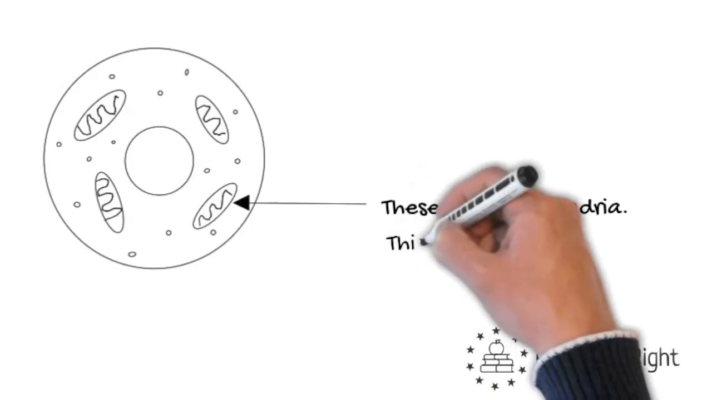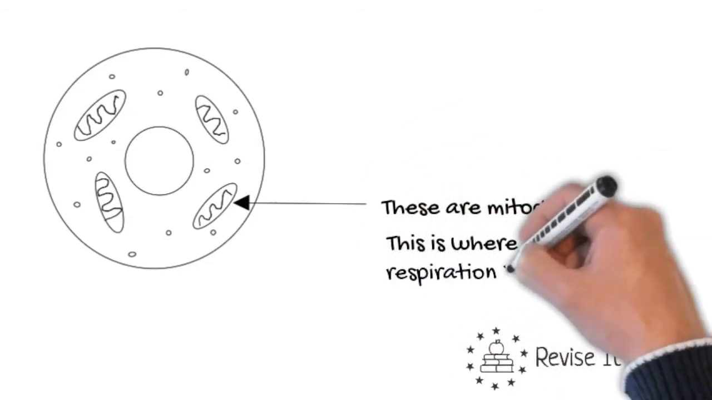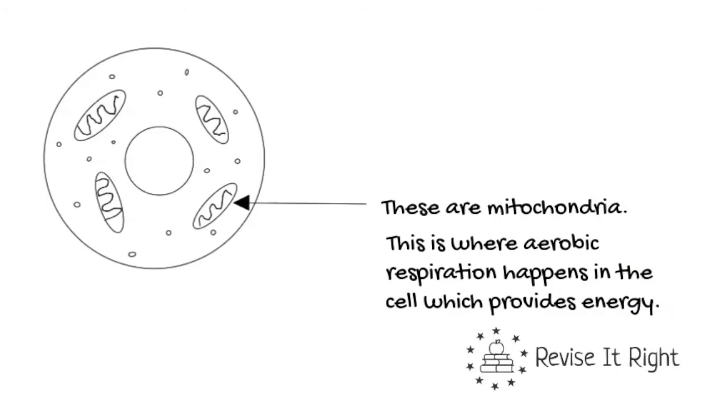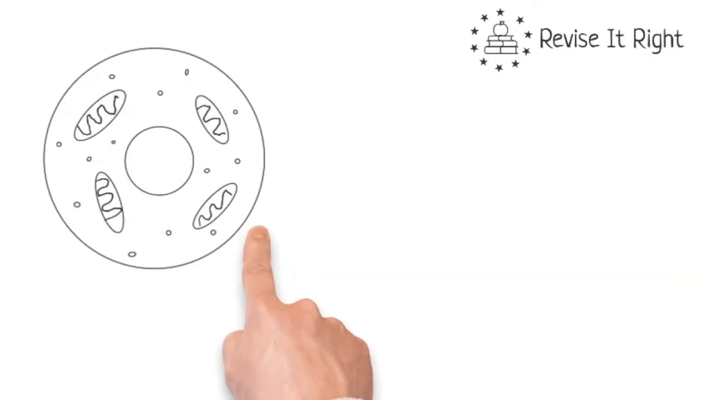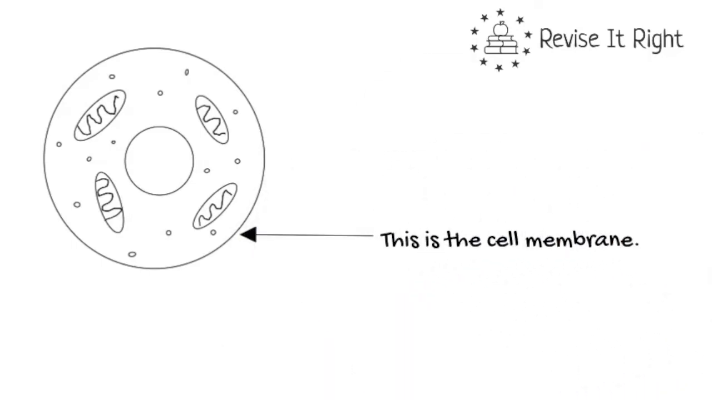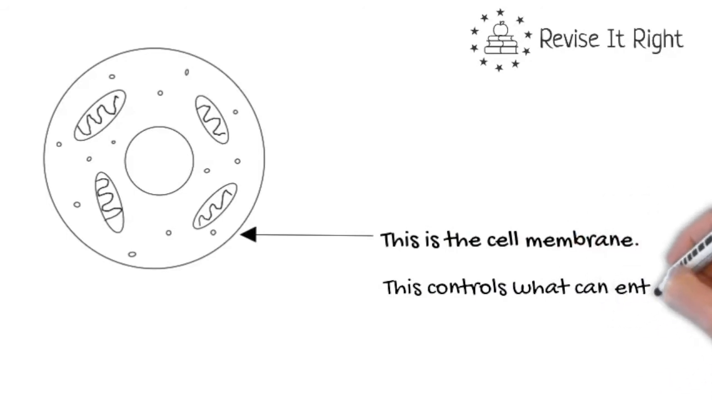Here is a mitochondria. It is where aerobic respiration happens in the cell, which provides energy. Here we have the cell membrane. It controls what can enter and leave the cell.